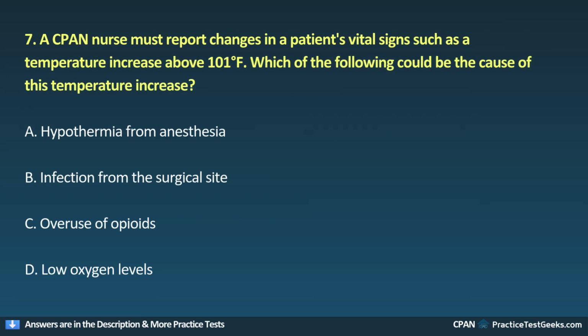7. A CPAN nurse must report changes in a patient's vital signs, such as a temperature increase above 101 degrees Fahrenheit. Which of the following could be the cause of this temperature increase? A. Hypothermia from anesthesia. B. Infection from the surgical site. C. Overuse of opioids. D. Low oxygen levels.